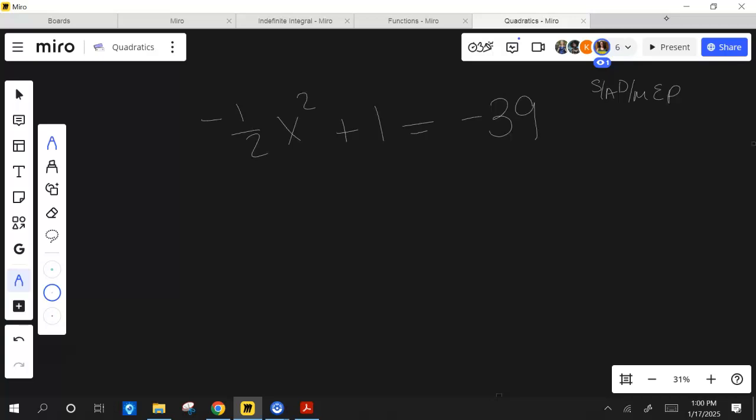Sad math every time. And I know that. All right, guys. How do I know it's a sad math problem? I know it's a sad math problem because when I look at the equation, there's only one x there. That's right.